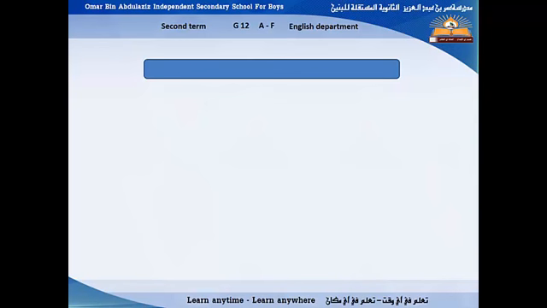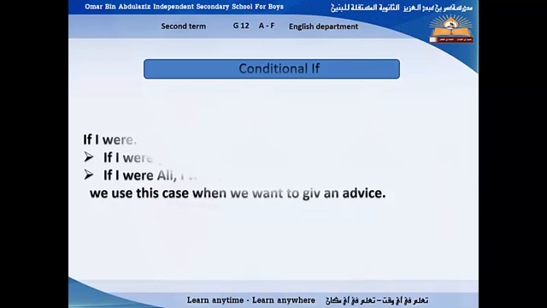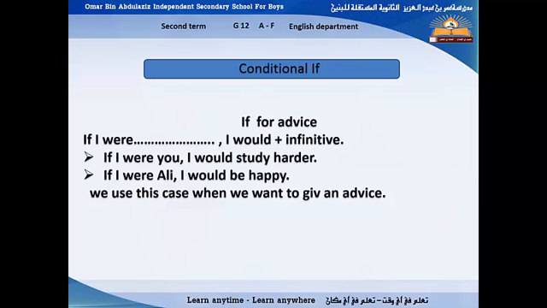Now let's have more practice. Here we have another kind of if, which is called if for advice. What does it mean, if for advice? Sometimes you want to advise someone. The usual advice we give to people, we use should: you should study hard, you should stop smoking, you should wake up early. So here it's a kind of advice, but we can also advise people using if. For example, here: if I were, I would plus the infinitive. This is the form of the if for advice.